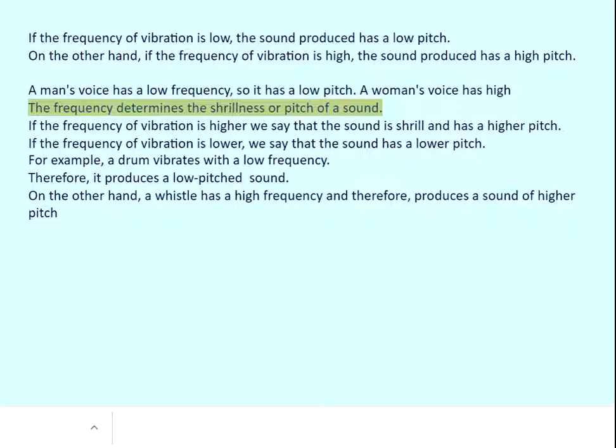The frequency determines the shrillness or pitch of a sound. If the frequency of vibration is higher, we say that the sound is shrill and has a higher pitch. If the frequency of vibration is lower, we say that the sound has a lower pitch. For example, a drum vibrates with a low frequency. Therefore, it produces a low-pitched sound. On the other hand, a whistle has a high frequency and therefore, produces a sound of higher pitch.